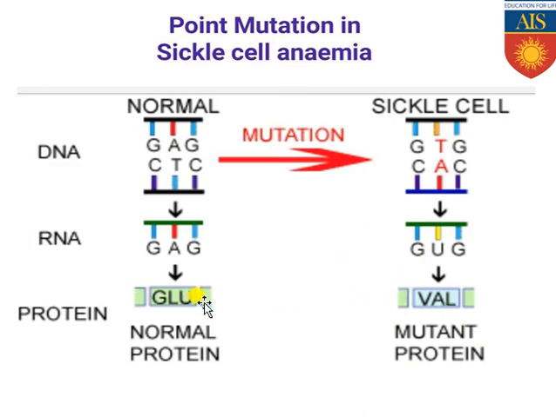The GAG present in the RNA gets changed into GUG in the RNA, and for that reason valine takes the place of glutamic acid. So when valine takes the place of glutamic acid, automatically what is happening? Obviously that protein is getting mutant.